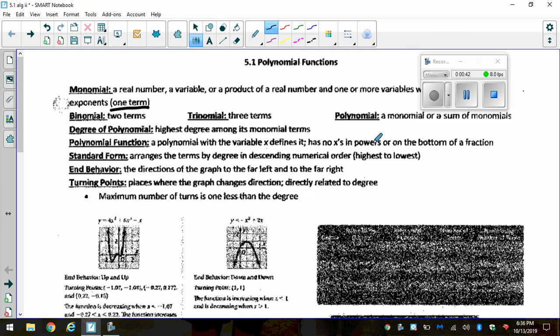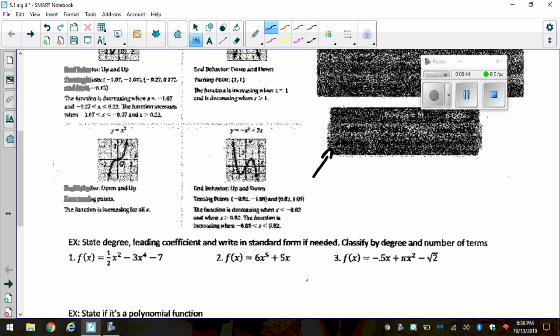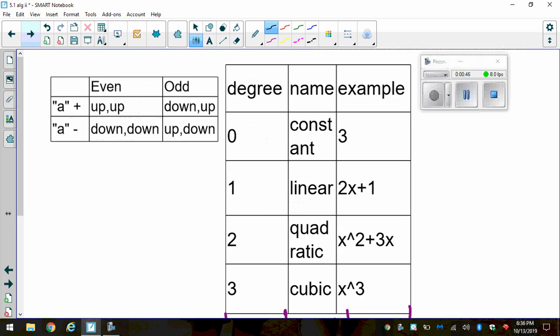End behavior. Your end behavior should be this chart right here, which might be hard to see. It's very hard to see on here, so I redid the chart on the back. This is what it should look like. What the end behavior is telling us is what your graph will be doing on either end. It'll be important in a couple sections. Right now, you just need to be able to tell me if it's up, up, down, down, and whatnot.